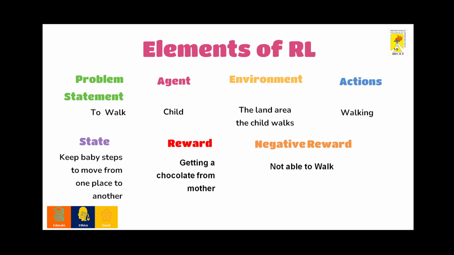Who is the agent? The agent is the child which is going to experiment itself. Where is the environment? The land area where the child walks. Actions, obviously the child has to perform walking. State, the child first is sitting, it has to get up, it has to take its baby steps, it has to move on till it reaches its destination. So state is taking baby steps to move from one place to another to reach its destination. Reward, when the child is able to reach its mother, which is the destination, it will get a chocolate from the mother. Negative reward, if the child is not able to walk, the child will not get any chocolate from mother. So the child remembers all this information in its mind to appropriately take actions and reach the destination.